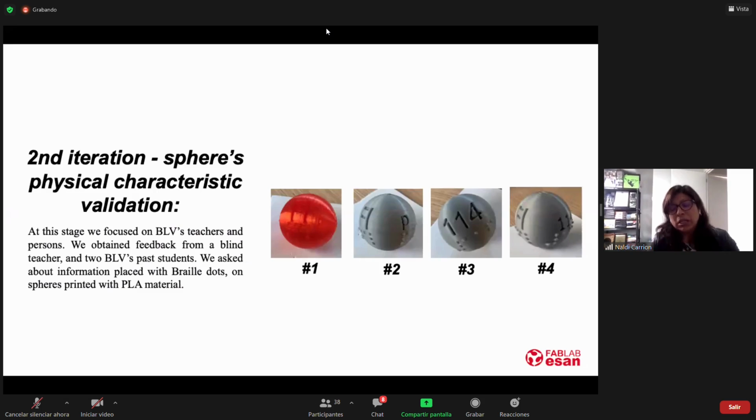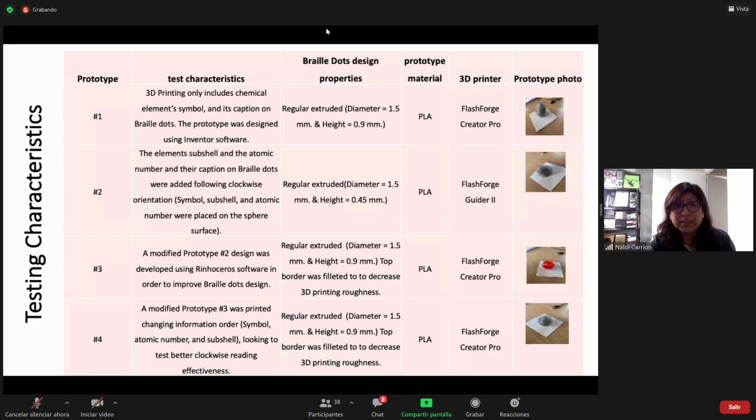We tested with blind teachers and blind people who could help us understand if there was too much information or if it was okay, and they also tested the characteristics of the Braille dots. So we asked for a lot of information. We tested the different characteristics regarding the different 3D printing that we have. We use FDM printing technology.